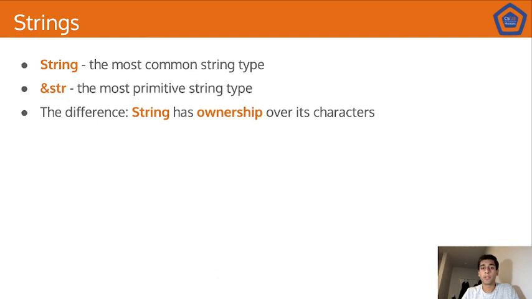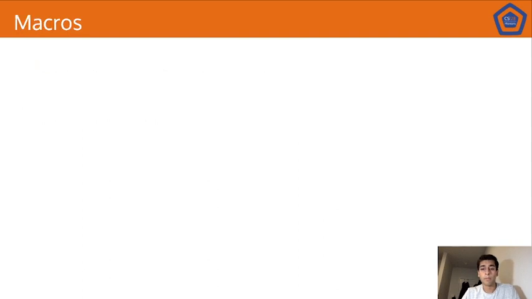String has a pointer to its characters in the heap, and it sort of owns them and can control them and manipulate them a lot easier than the &str. The &str stores its characters in the stack as it is a primitive type. Okay. So let's go over macros.